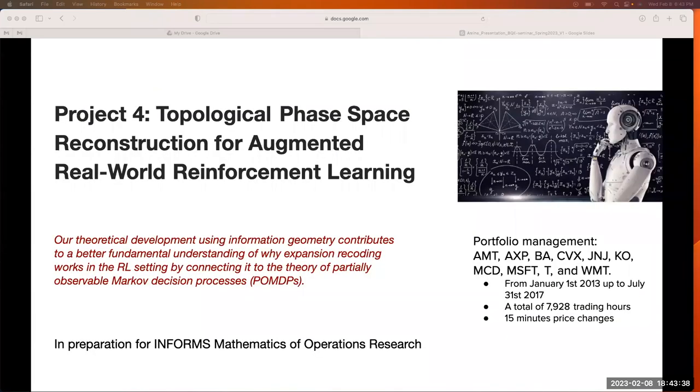So the last paper, in this work, we introduced the concept of the phase space, which is a mathematical tool used to study dynamical systems, and added some structure there.